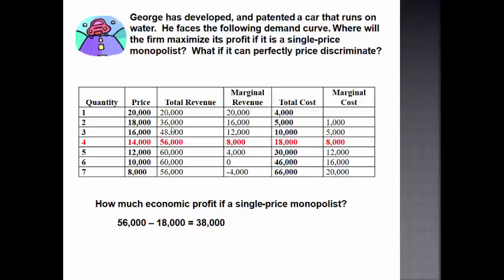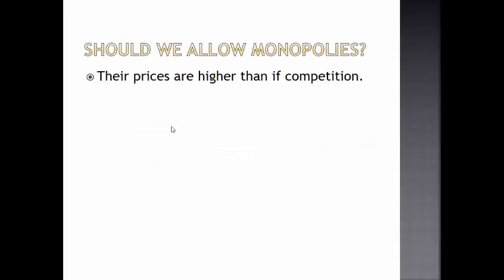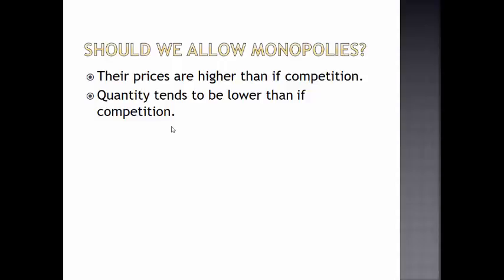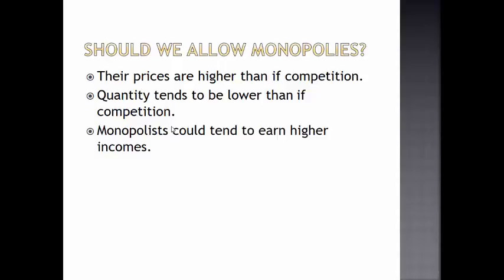So you'll see that if a firm can perfectly price discriminate, they will actually earn the most economic profit that is possible, and they will continue to earn that profit as long as the barrier to entry exists. So should we even allow monopolies? The reality is their prices will be higher than if the market structure was competitive, and the quantity tends to be lower than if there were competition. And the monopolist typically has the potential to earn higher levels of income.